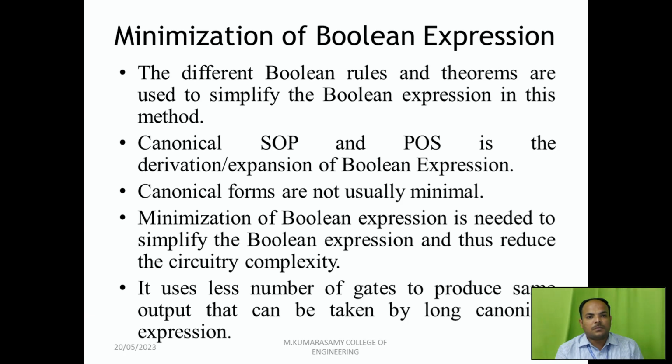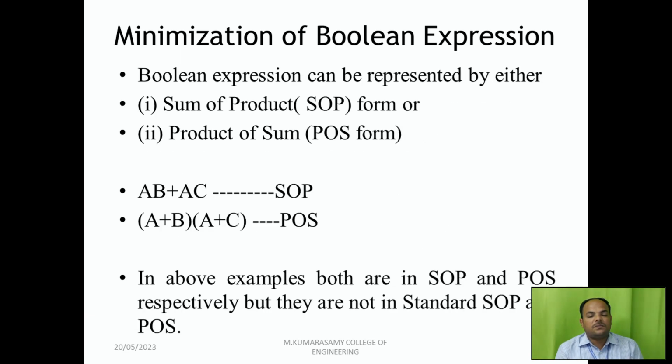Before starting canonical SOP and canonical POS, let us see what is SOP and what is POS. A Boolean expression can be represented in two forms. One is named sum of product form, or else the second one is product of sum form. These are simply named SOP, and product of sum is denoted as POS. Two examples are given here. One is AB plus AC. This expression consists of only two variables in a term. In the first term we have AB, then we have an operator, that is the OR operator, then we have a second term with only two variables, AC.